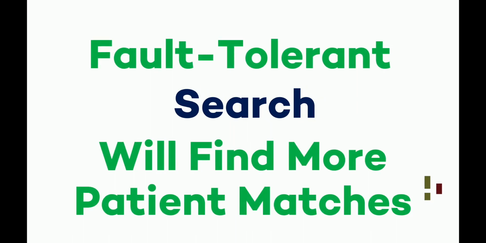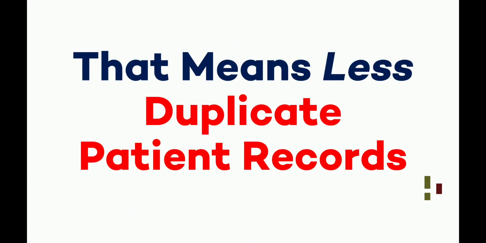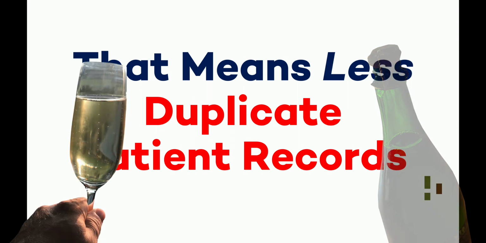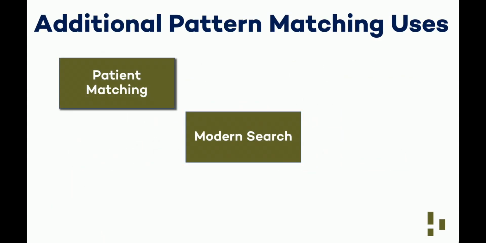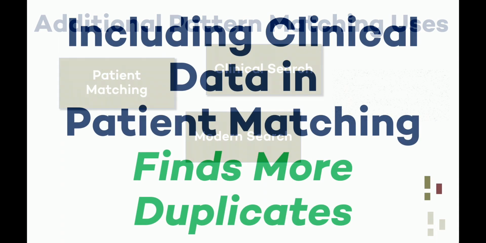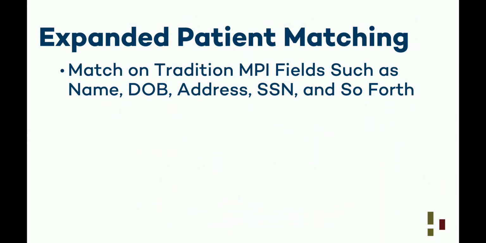So fault-tolerant search will find more patient matches than typical patient matching technologies. Modern search can and should be extended to clinical search. There's nothing special about clinical data as compared to MPI data. The pattern matching approach works with any type of data, including image data.